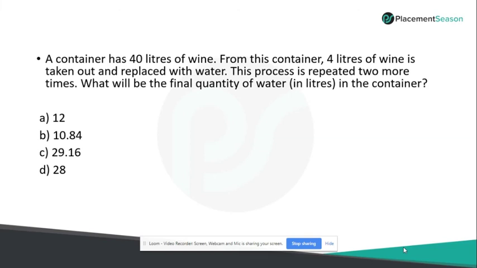So let me show the next question. So look at this question. A container has 4 liters of wine. From this container, 4 liters of wine is taken out and replaced with water. This process is repeated 2 more times. What will be the final quantity of water in the container?